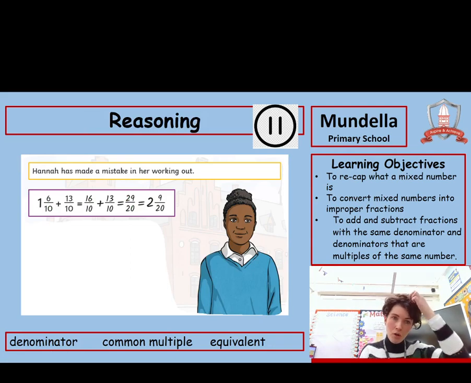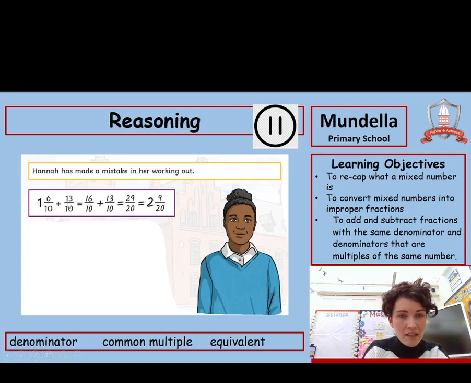Okay, so we're now going to do our reasoning task. Hannah has made a mistake in her workings out. So as you can see, she's had a go at working out this mixed number and an improper fraction together. See what she's done. Where has she made a mistake? Pause the video now to have a go at answering the question.